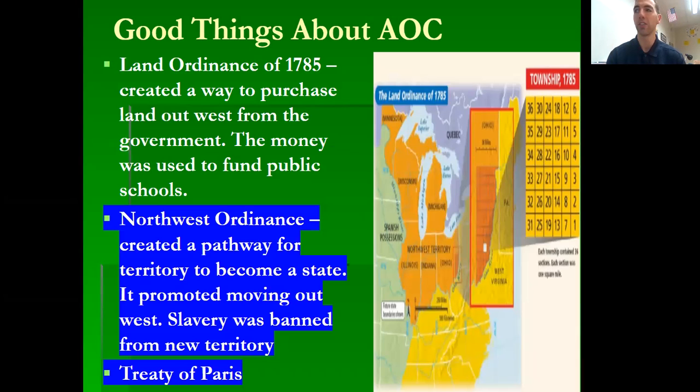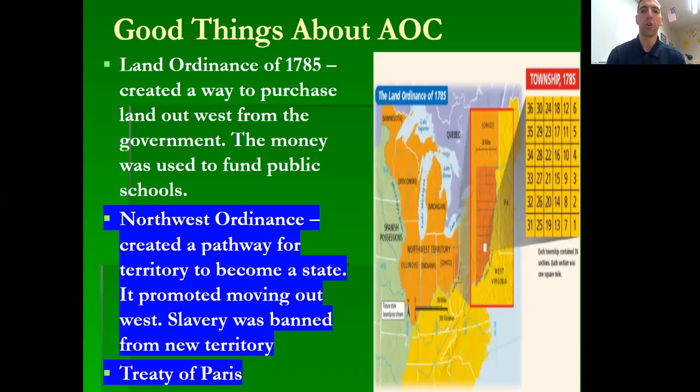And this is a big deal because up until this time, poor people didn't go to school. Only the wealthy did. So poor people are now going to be able to go to school because of this land ordinance. And people bought this in the Northwest Territory, which is modern day Wisconsin, Michigan, Illinois, Indiana, and Ohio.